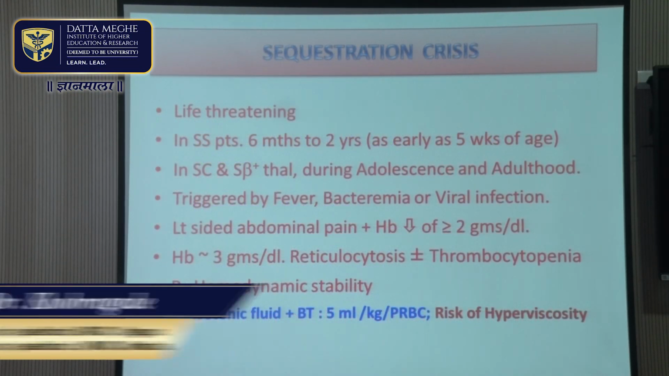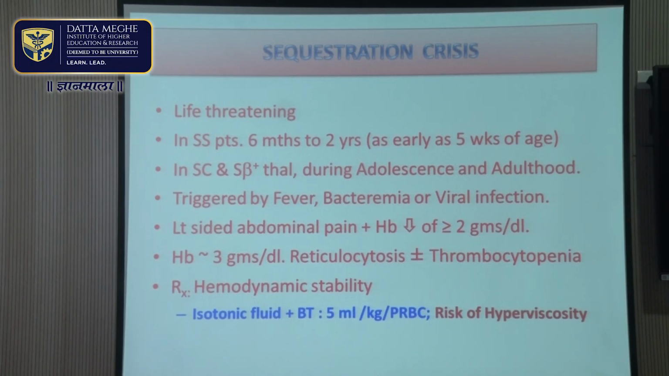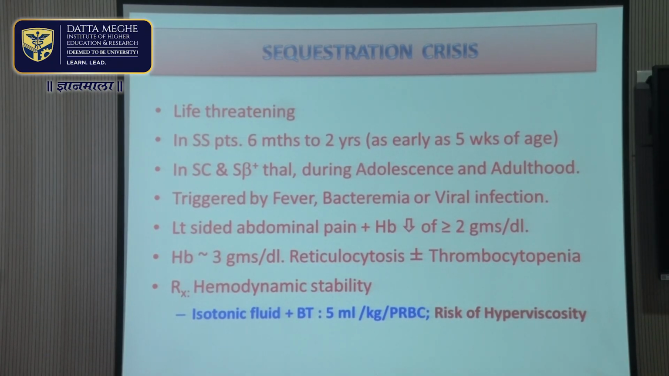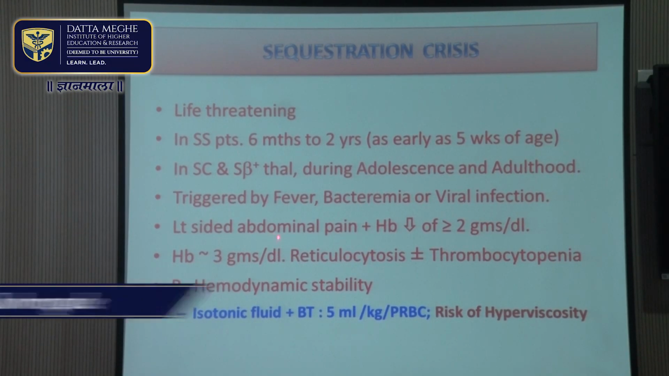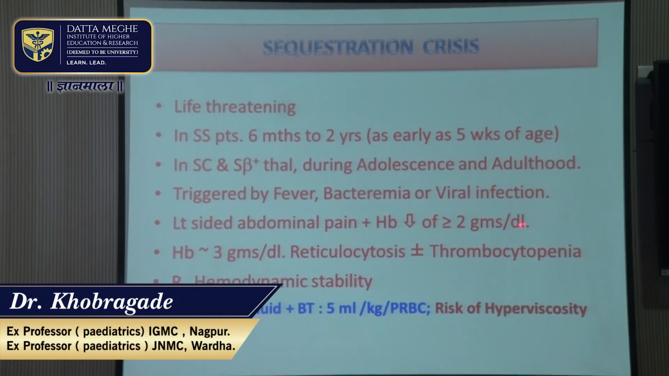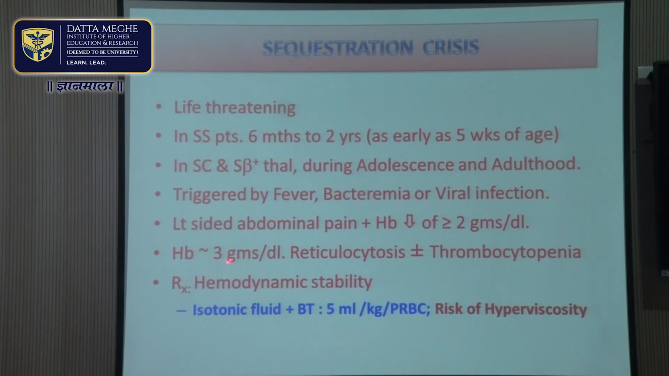Sequestration crisis is one of the important complications seen in children and younger babies, because there is a sudden enlargement of the spleen. In sickle cell patients, 6 months to 2 years, and as early as 5 weeks of age, it has been reported. It is triggered by fever, bacteremia, viral infection, left-sided abdominal pain, and a drop in hemoglobin of more than 2 grams per dl, hemoglobin less than 3 grams per dl, reticulocytosis and thrombocytopenia.